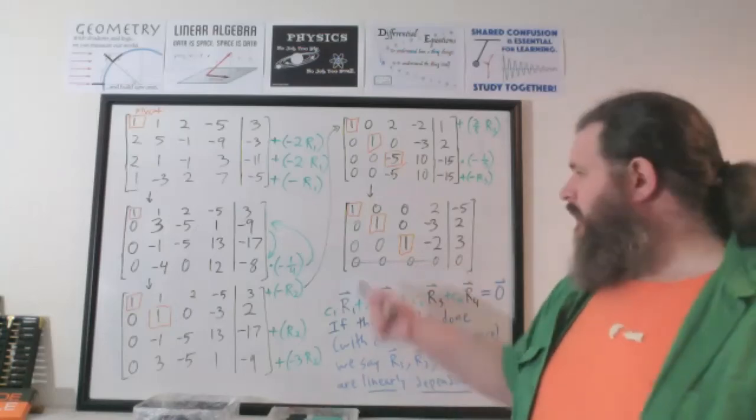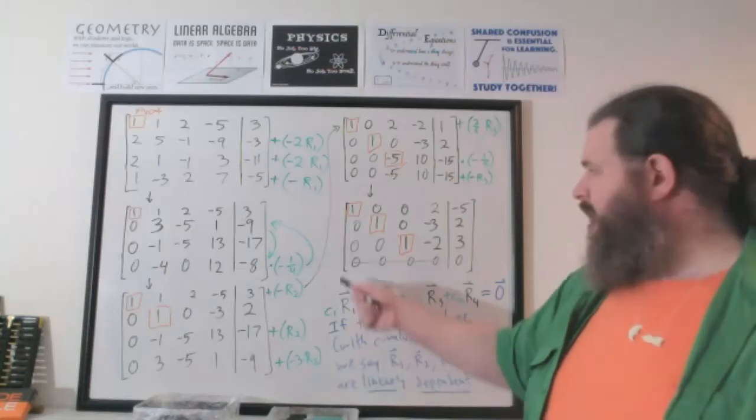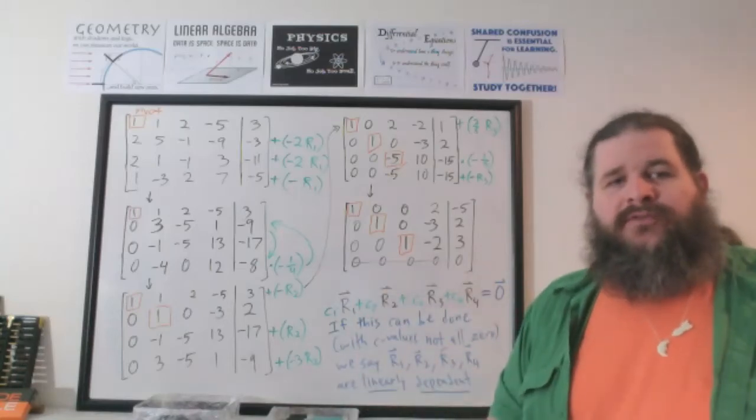Yeah, it doesn't have one. The pivot is the first non-zero number you encounter in the row. If the row is all zeros, then it doesn't have a pivot. So this fulfills all 4 requirements of reduced row echelon form.